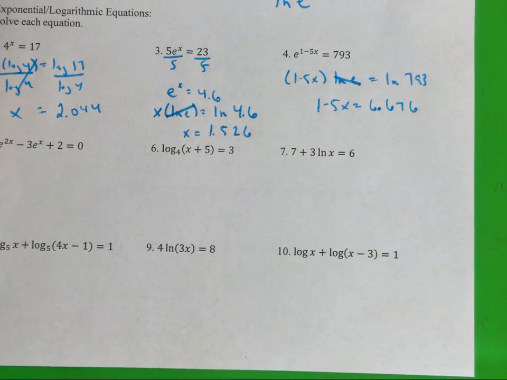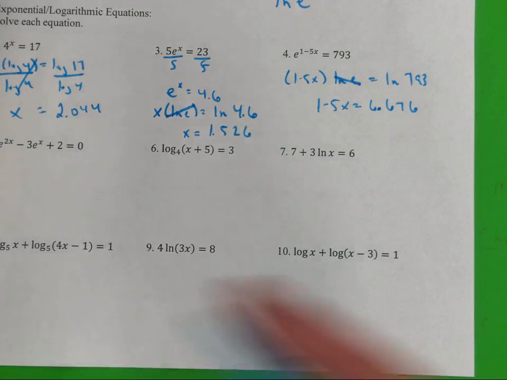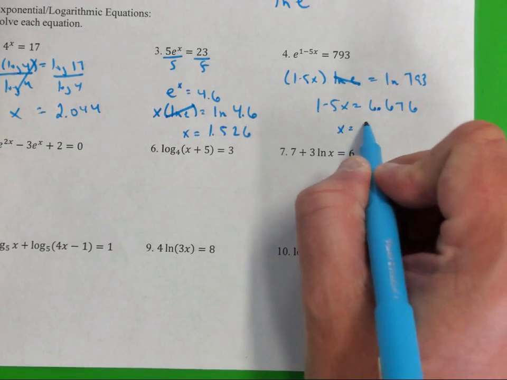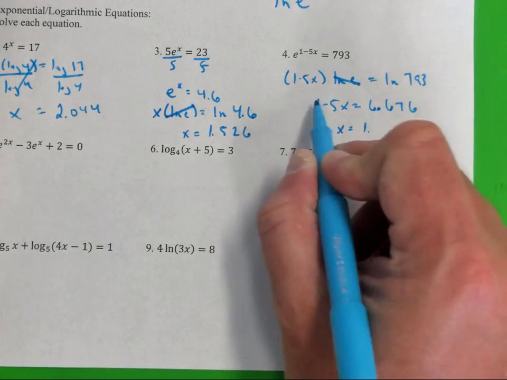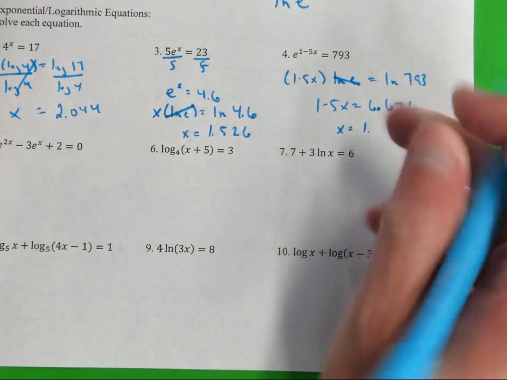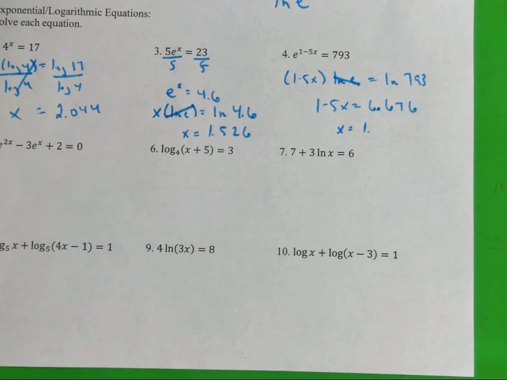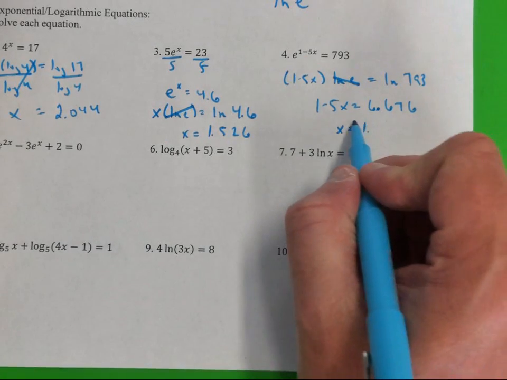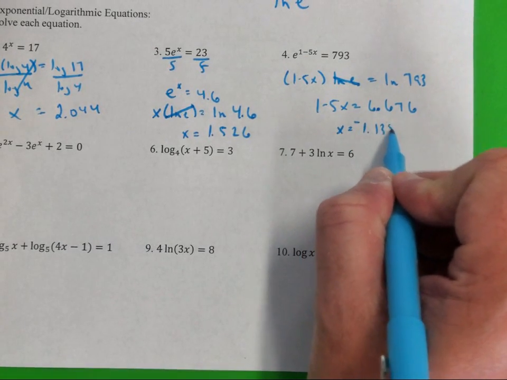I'm going to do all my calculator work and I don't have to write it down because you are in advanced PreCal now. You don't have to show me all that. I know you know how to do that. What did y'all get when you did that? Just subtracted 1. I subtracted 1, then divided by negative 5. Negative 1.135. Yep.